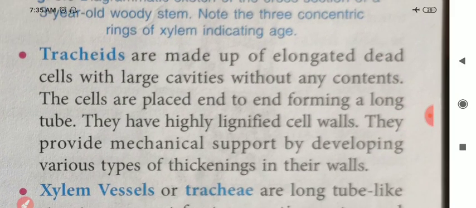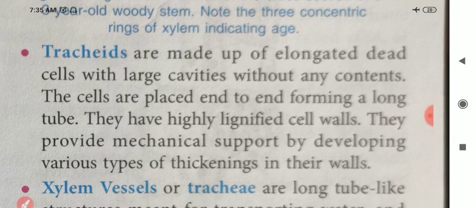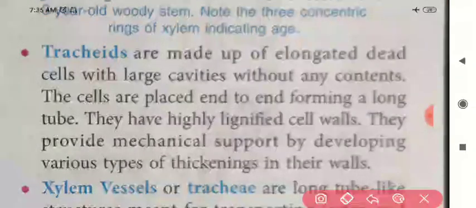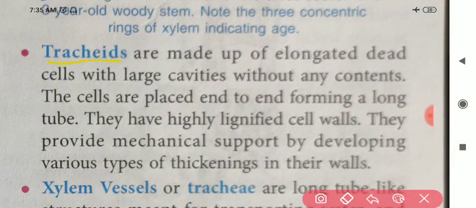First of all we will discuss tracheids. First heading, tracheids. Tracheids are made up of elongated dead cells with large cavities without any content. The cells are placed end to end, forming a long tube. They have a highly lignified cell wall.